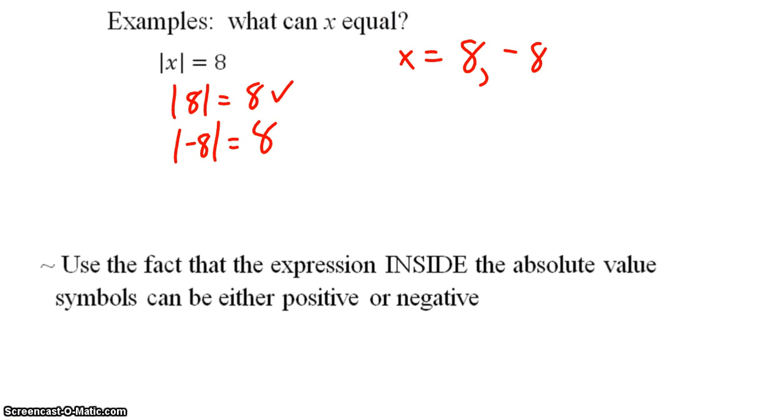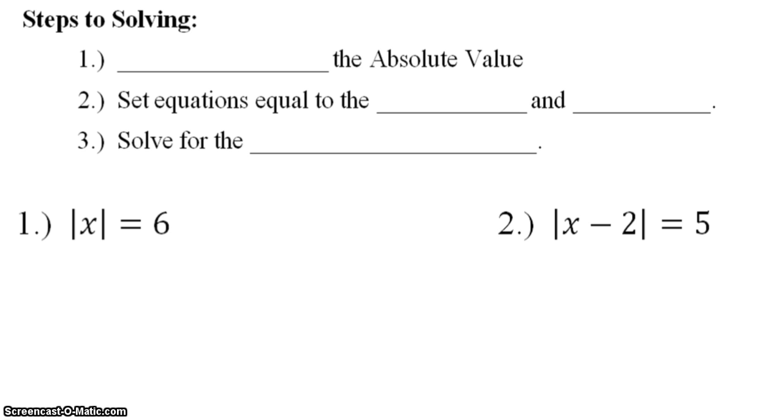So what we're really doing here is using the fact that the expression inside the absolute value symbols can either be positive or negative to help us determine what the two solutions would be. Now, there are three steps involved when you're solving an absolute value equation. Step one is to isolate the absolute value, which basically means to get it by itself so that you can set up your two cases. So you set your two equations equal to the positive, which is the first case, and the negative, which is our second case. And then you just simply solve for the variable that's left.